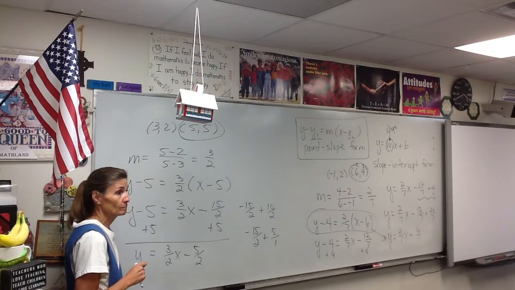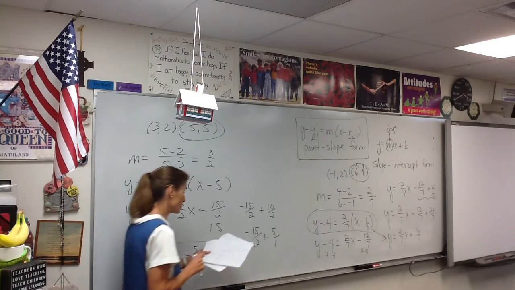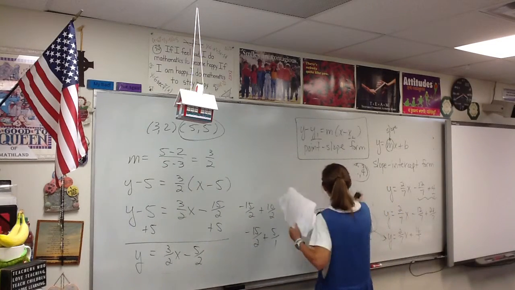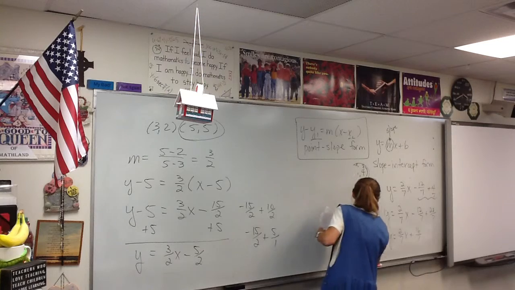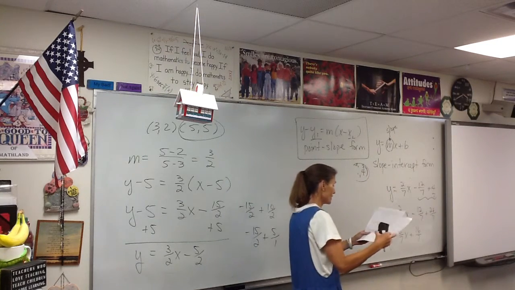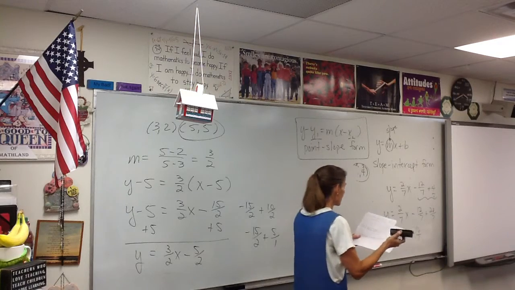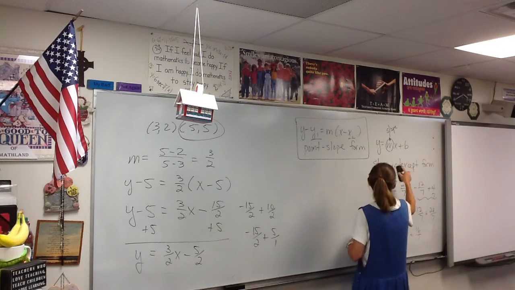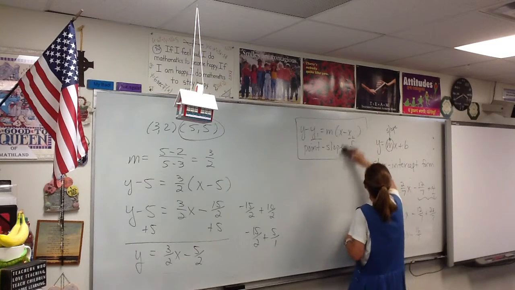Okay? All right, 2 more, and then we'll go over some homework questions and be done for the day. Now we're going to do the slope-intercept form. Notice the directions, the problems look the same, 2 points. But it says use slope-intercept, which is this form right here.